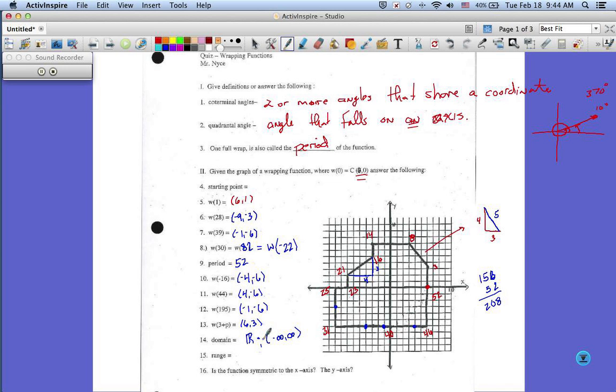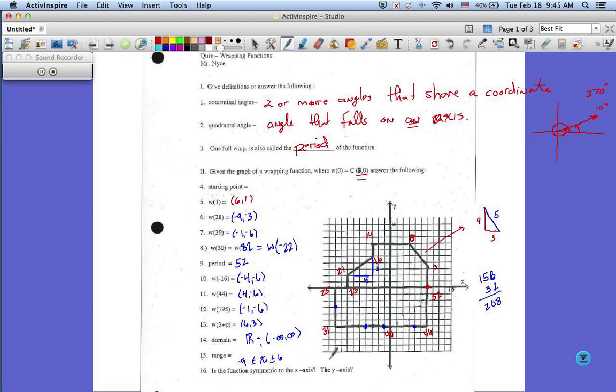The range, that's my outputs. So what comes out? Well, every time I've been getting a coordinate that comes out. And my coordinate are a set of x values and a set of y values. Okay, so my x values have been, what was this, negative 9, 1, 2, 3, 4, 5, 6, 7, 8, 9, up to 6.